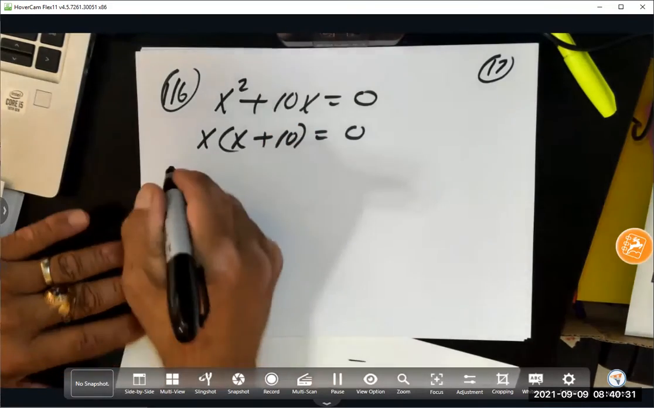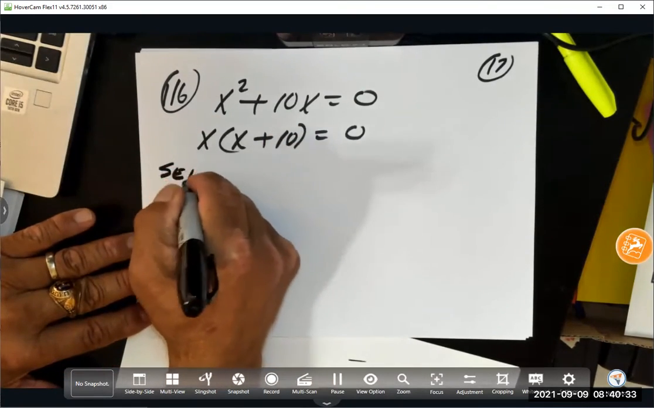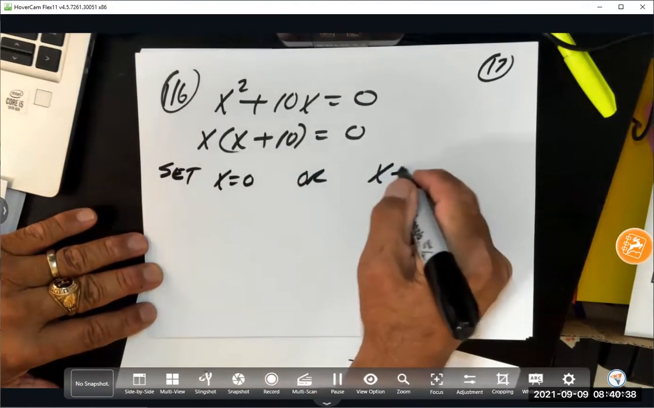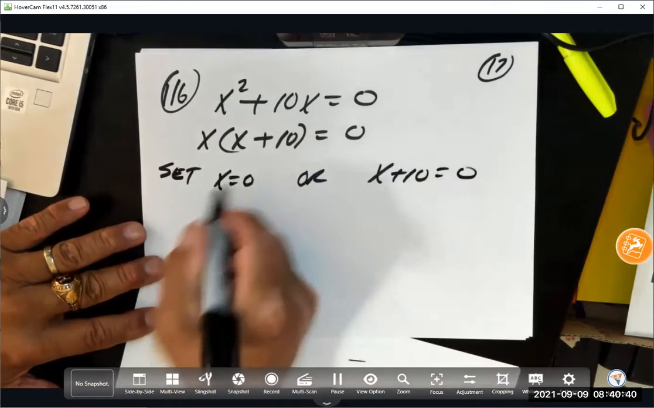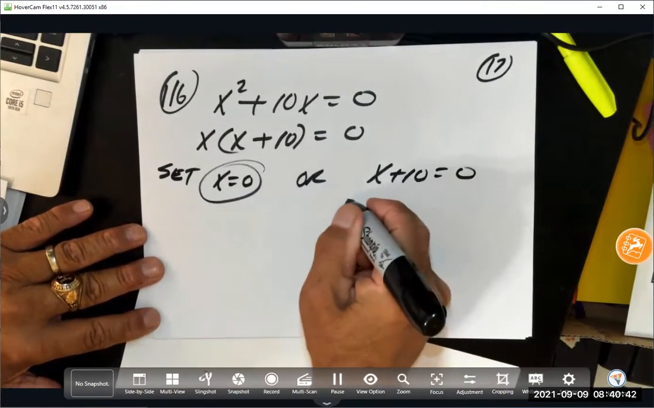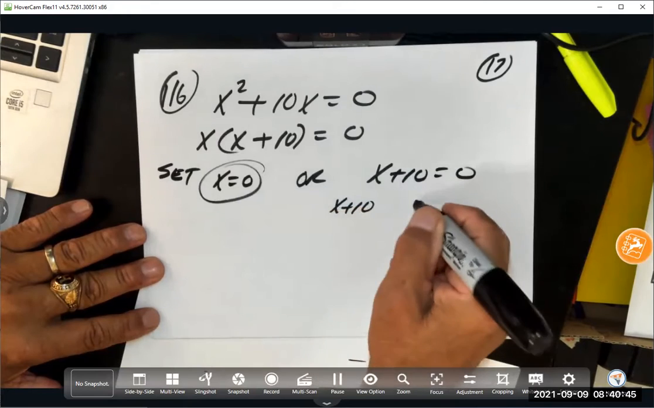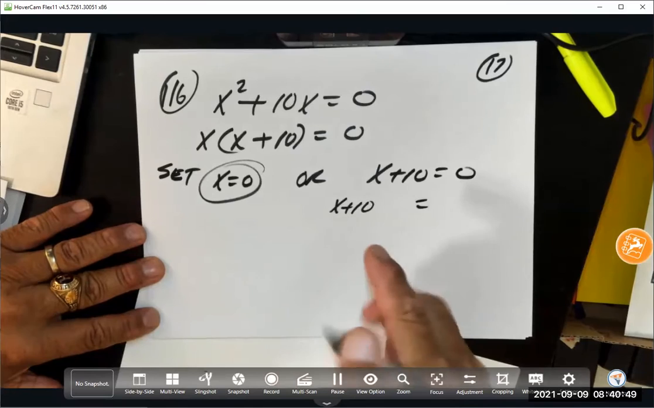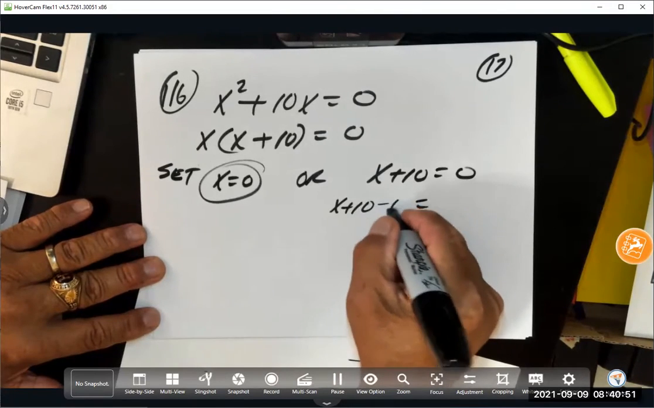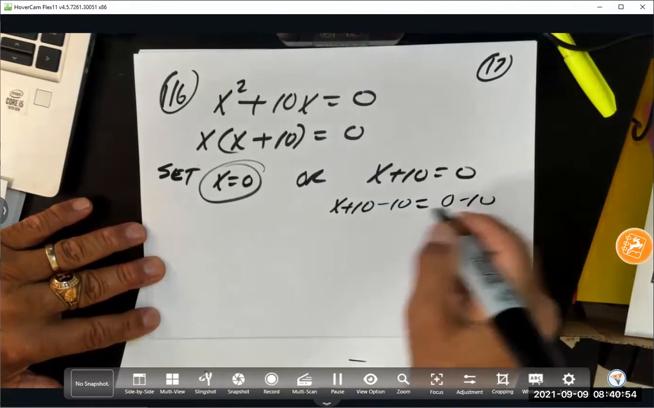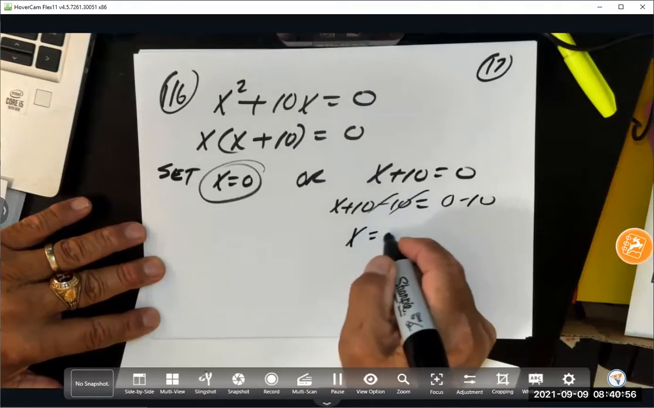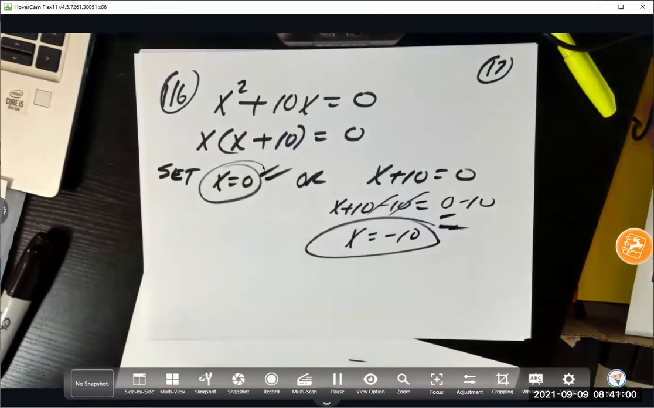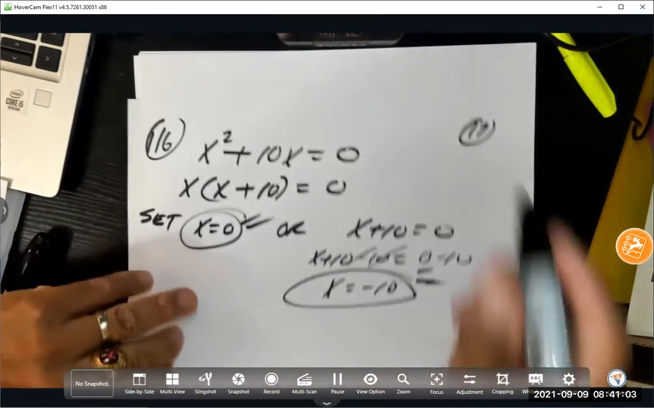Yeah. Okay, so now if I set it up, X is 0, or X plus 10 is 0. So that one's already done. Don't mess with it. So X plus 10, what do you do to this one? Subtract 10. Minus 10, minus 10. These are gone. So X is minus 10. So I have two answers, this one and this one. You see it?